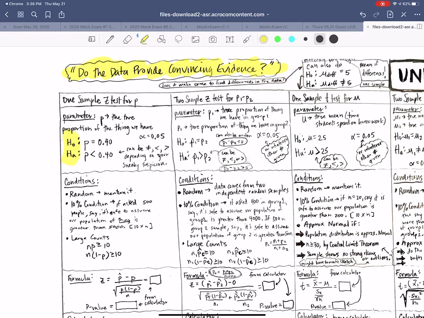Now there's 4 ways they could ask this, and in fact, technically 5 different ways they could ask it. And on the test, they won't ask all 5. They'll probably just ask one of the 5. So let's talk about each of the ways. One could be, we're just doing a one sample z-test for p.